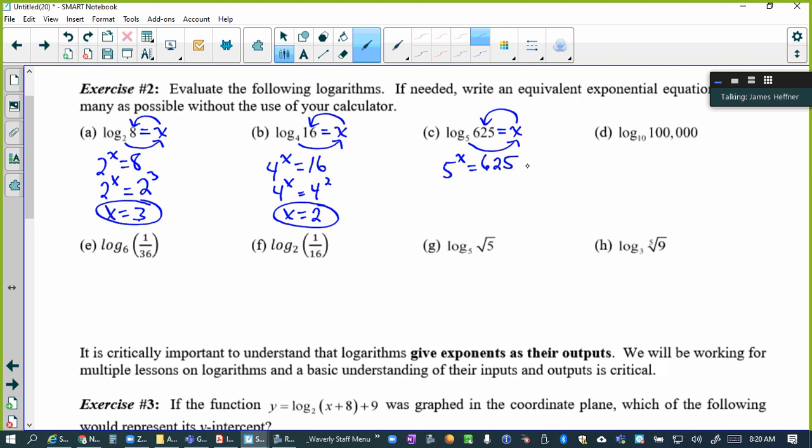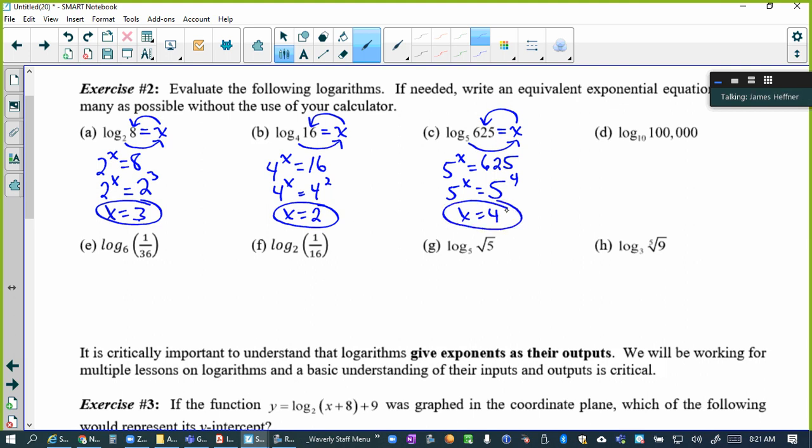It is, in fact, a power of 5, which makes this nice and convenient. 625 would be 5 to the fourth power. Let's use our fingers. 5 times 5 is 25. Times 5 is 125. Times another 5 is 625, right? So it's 5 to the 4th power. So what does x equal? X equals 4. Okay.